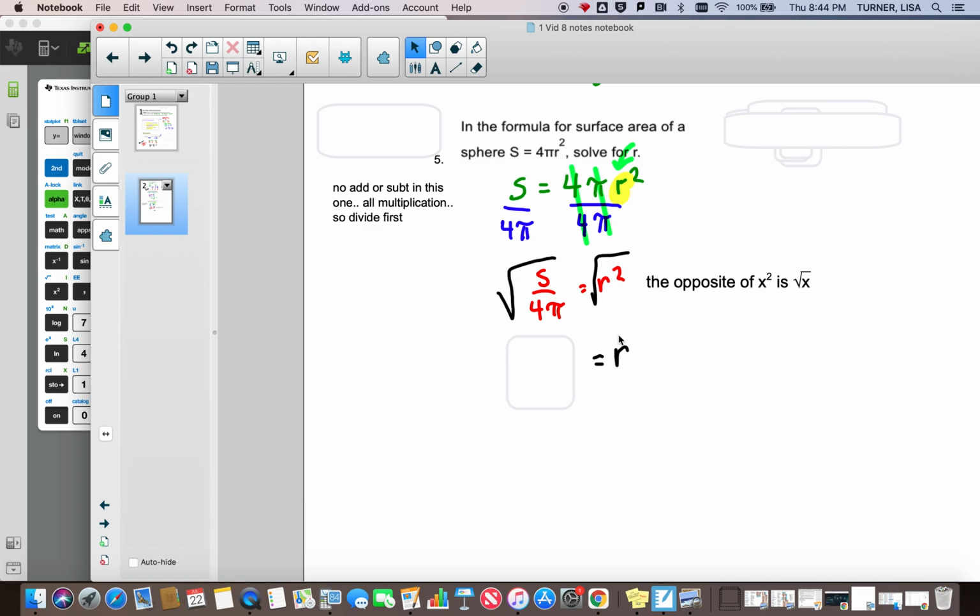Right, you get that. And then we can't really break this down anymore, so this is the final answer. Under the square root symbol, I'm going to have s over 4 pi. And so this is my final answer if I have to take the square root. If I'm left with a variable squared, I just take the opposite, which is the square root. And that's my final answer.